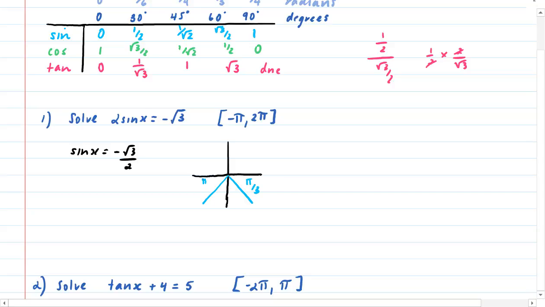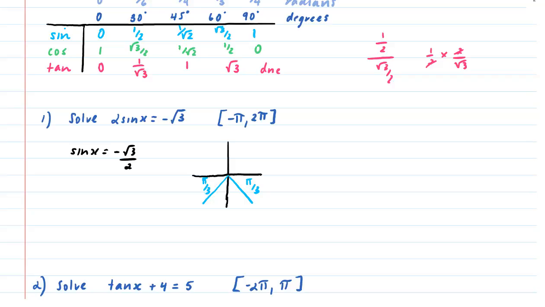So we can put that in our unit circle. Okay. That's the main thing. Now we need to understand the domain that we've been presented with. So this is the domain between negative pi and 2 pi, inclusive because of the square brackets. So what we want to do is follow that around.